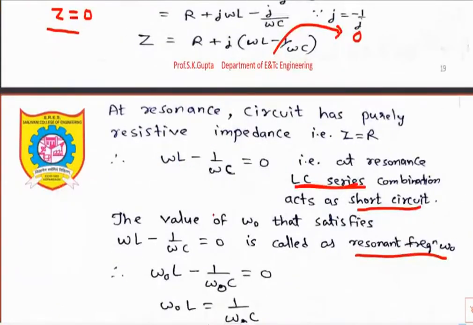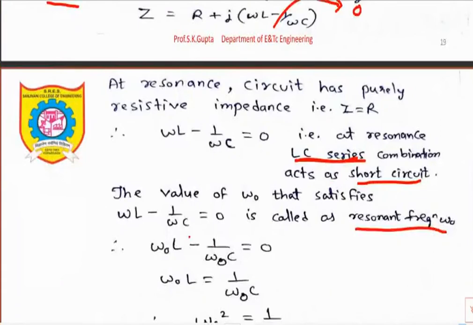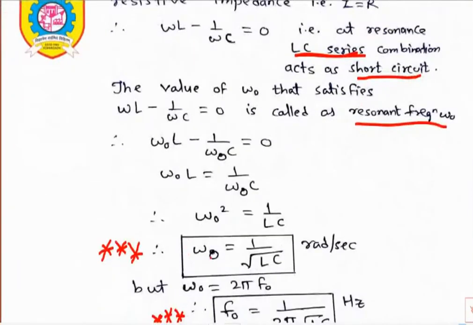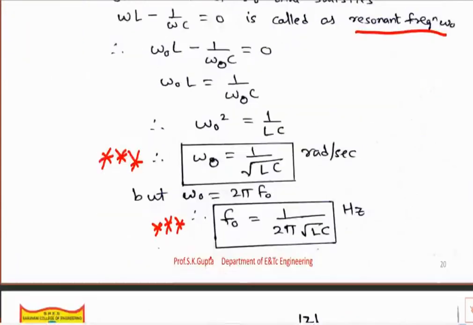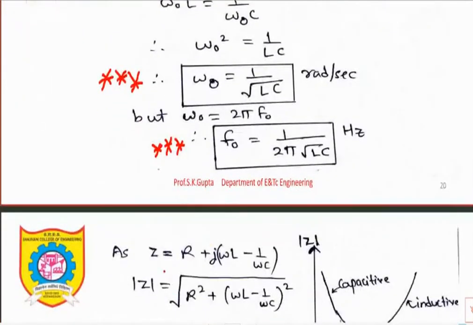So this term is 0, and this way we have derived the expression for resonant frequency. It comes out as 1 upon under root LC radian per second. Okay. So you know that Z is R plus J times omega L minus 1 by omega C. So magnitude will be, so this is A and this is B. A plus JB is there.